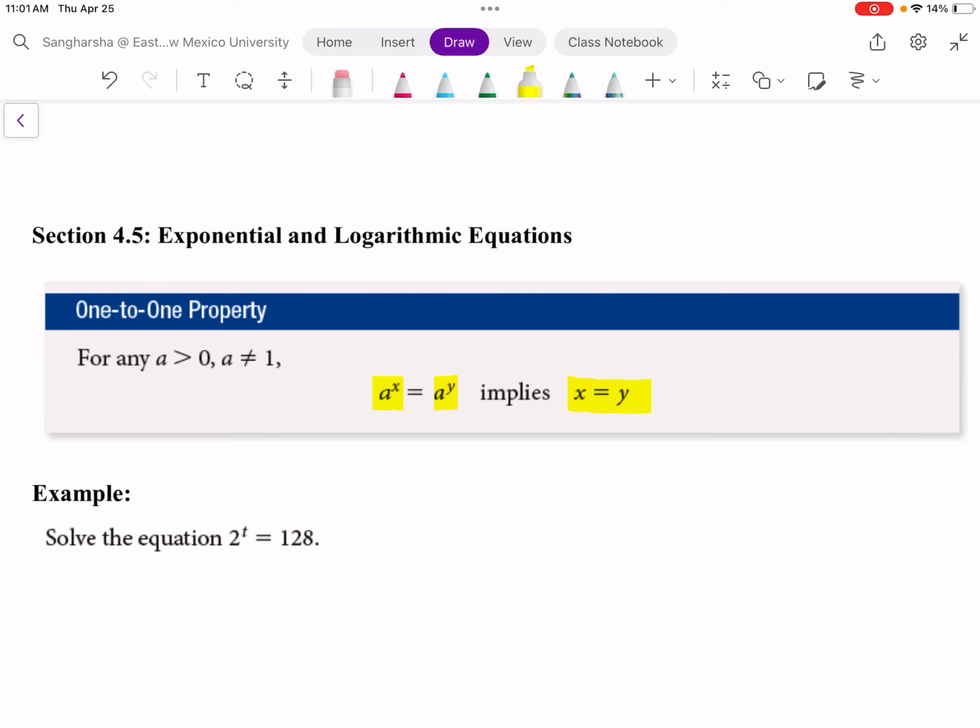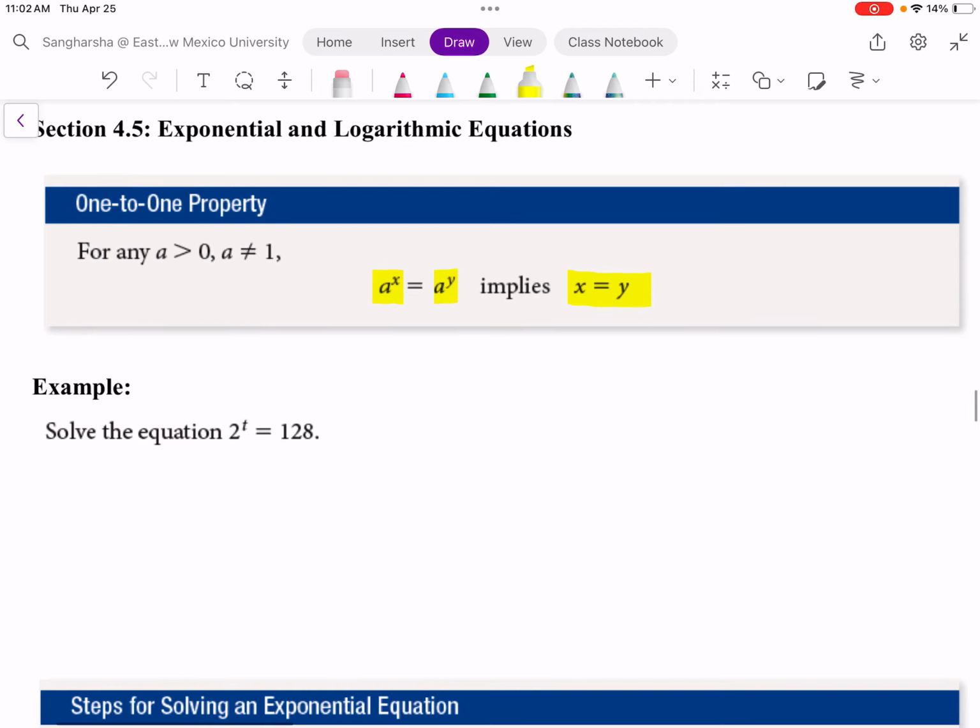We have a to the power x equals a to the power y. The base is the same. If this is the case, then x is always equal to y. So every time you see an exponential equation, always try to make the same base on both sides, write down the exponents equal to each other, and solve the equation. That's the very first step that you're going to try. Okay, now let's do an example.